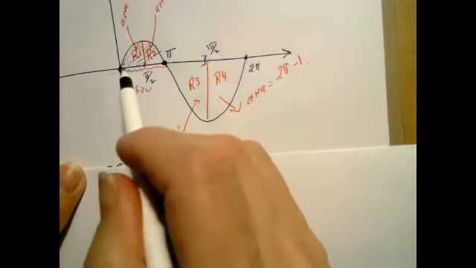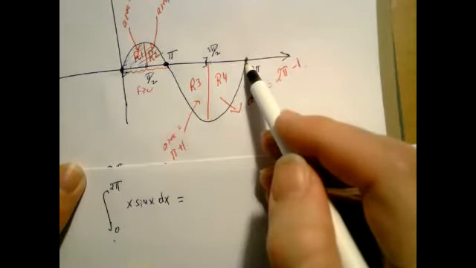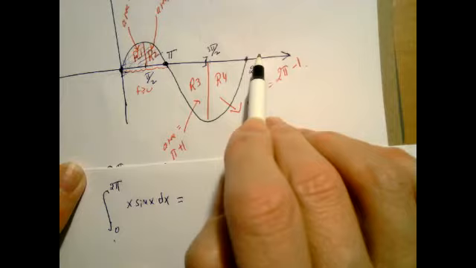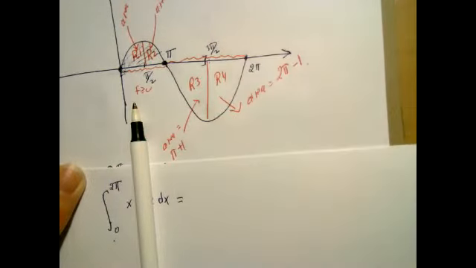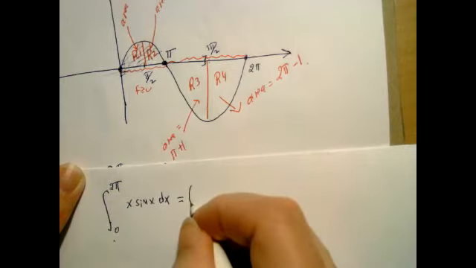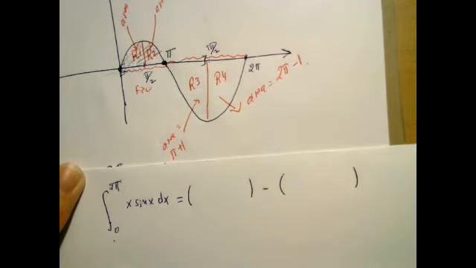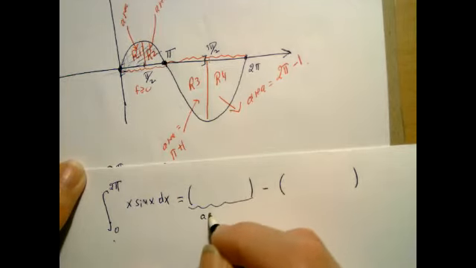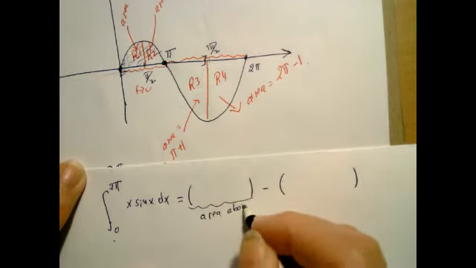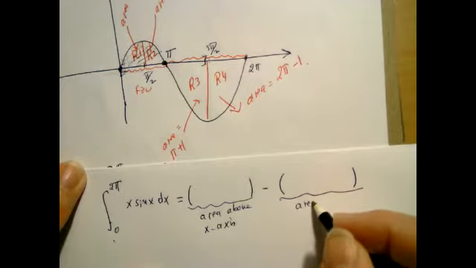Okay, analyze it. From 0 to 2 pi, lower limit 0, upper limit 2 pi. So I have to compute this definite integral. Between 0 and pi, my function is positive. And between pi and 2 pi, my function is negative. So it's the area above the x-axis minus the area below the x-axis.